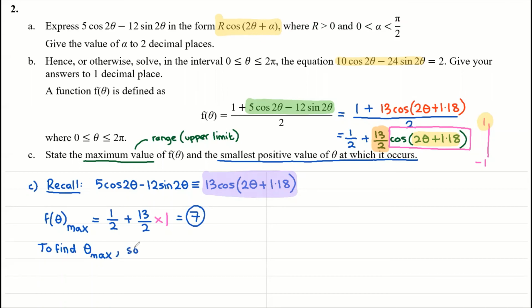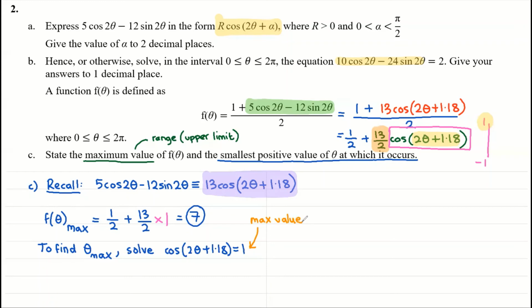We can solve the equation: when is the cosine of 2 theta plus 1.18, when does this equal 1? The maximum value it can take. We can ignore all the rest of it because that's just window dressing. We just need the cosine to be maxed out. So if we solve this equation, we should have the value of theta.